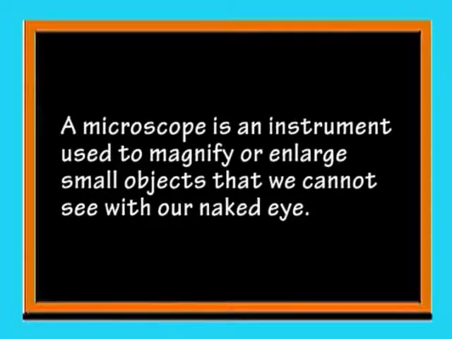Now, if we were to define a microscope, what is a microscope? Very good. A microscope is an instrument used to magnify or enlarge small objects that we can't see with our naked eye. When we say our naked eye, we are talking about these two eyes without the instrument which will assist us to see small objects.